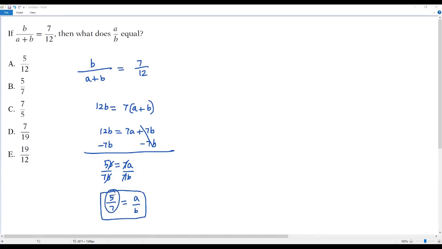That is 5 over 7. We find 5 over 7 in answer choice B. The correct answer choice for this question is B.